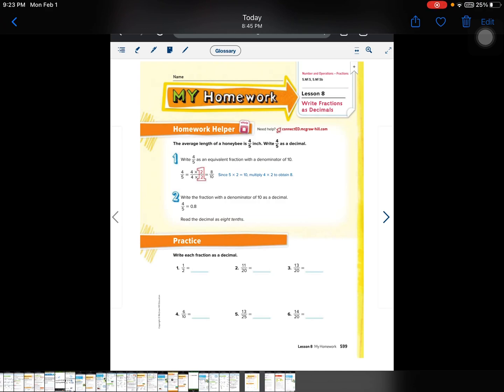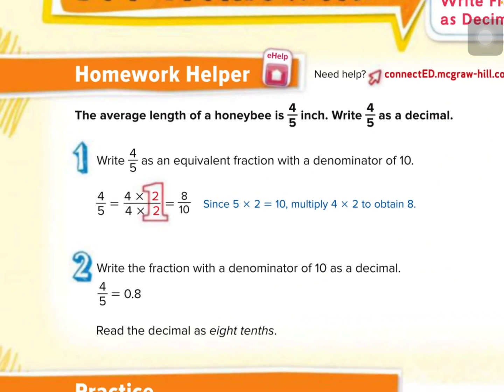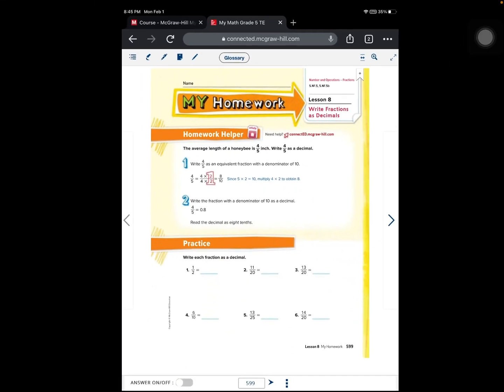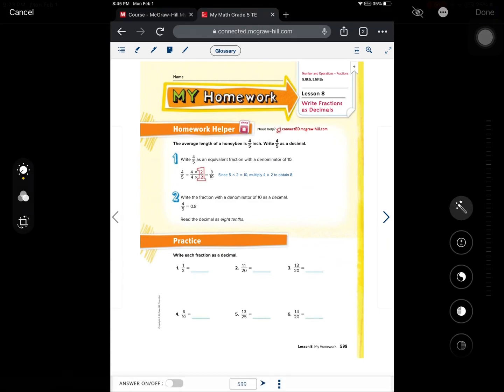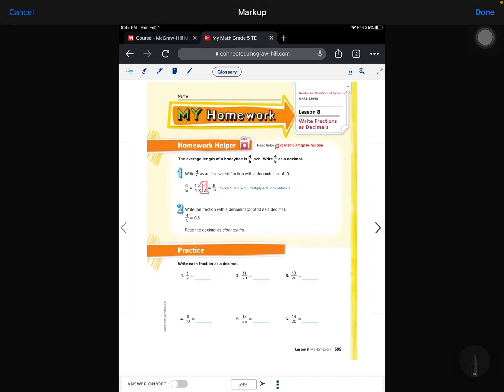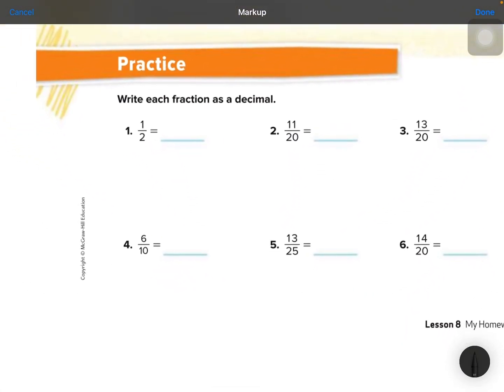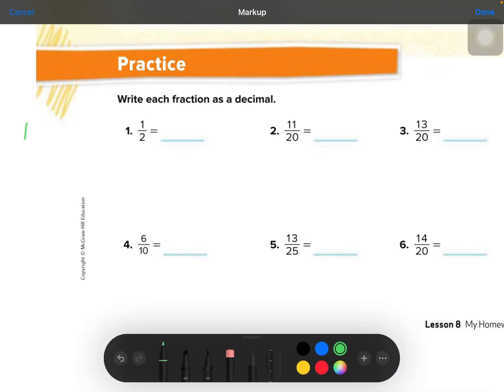We're on Chapter 8, Lesson 8, page 599 in your math book. We are writing fractions as decimals. Remember, you need to make the denominator equivalent to either a 10 or 100 to make it work for you. Let's begin. Write each fraction as a decimal.